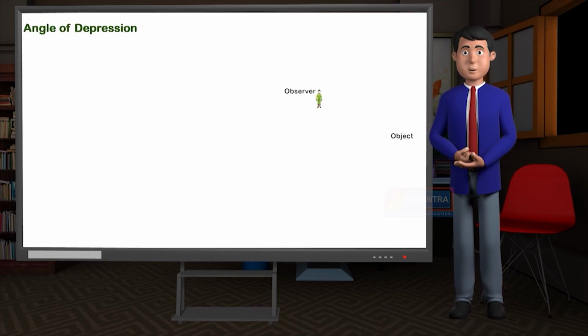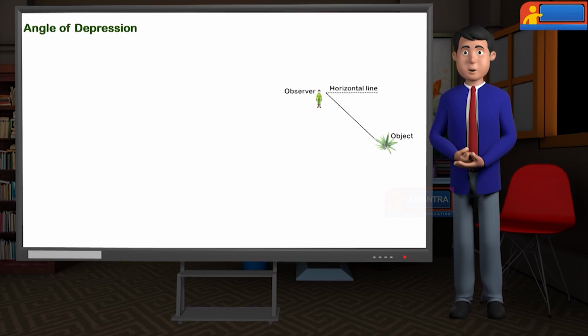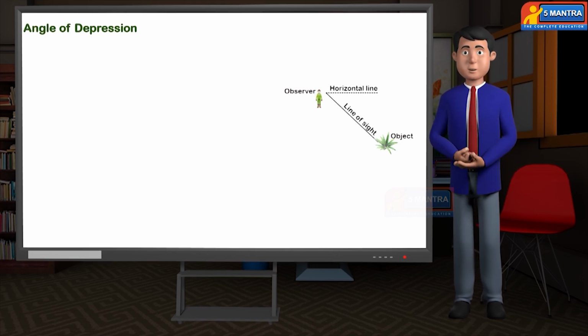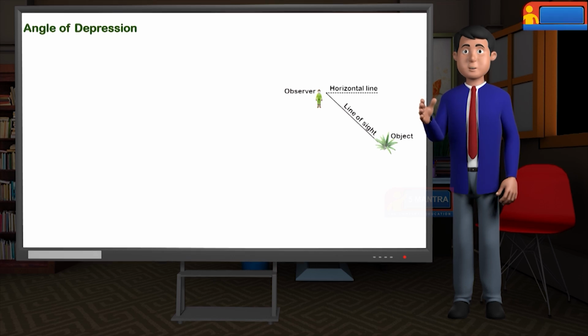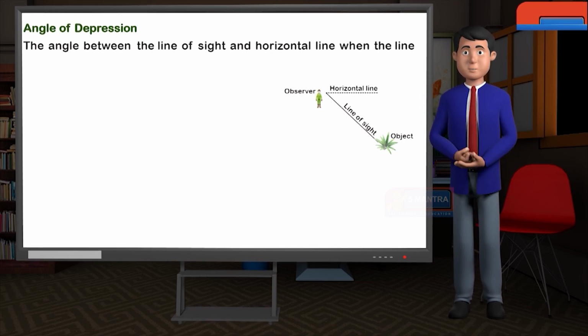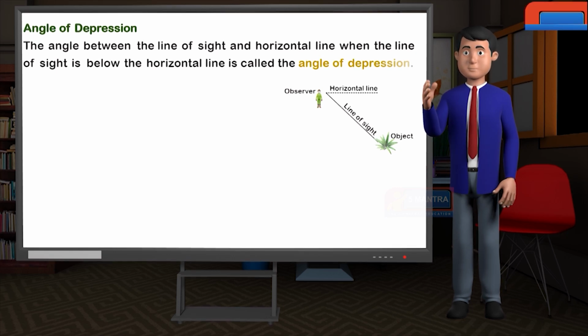Angle of depression. Now consider an observer and a plant on the ground. We know the horizontal line is parallel to the earth's surface and it is drawn from the observer point. The line of sight is a line drawn from the eye of an observer to the object. Now, the angle between the line of sight and horizontal line, when the line of sight is below the horizontal line, is called the angle of depression.